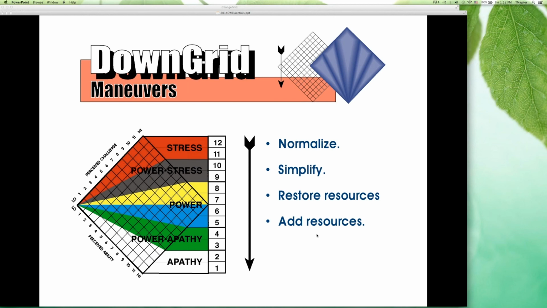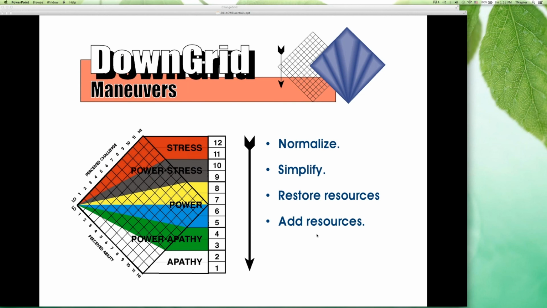Whatever we do, we don't want to overshoot the destination. So if the individual is up in stress, we want them to be in power stress, but we keep doing downgrade maneuver after downgrade maneuver after downgrade maneuver, and we are normalizing and simplifying and restoring and adding. And along the way, I'm also holding their hand and being soothing and all those other sorts of things that come along with lowering tension.